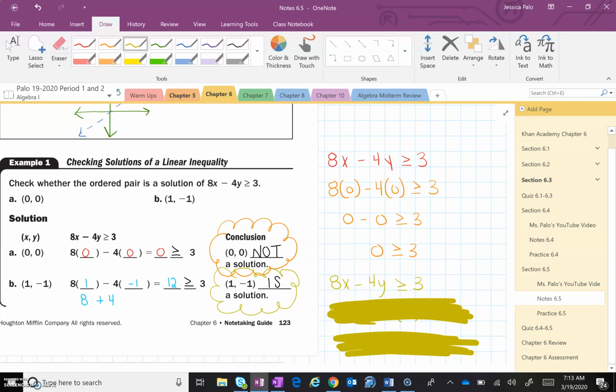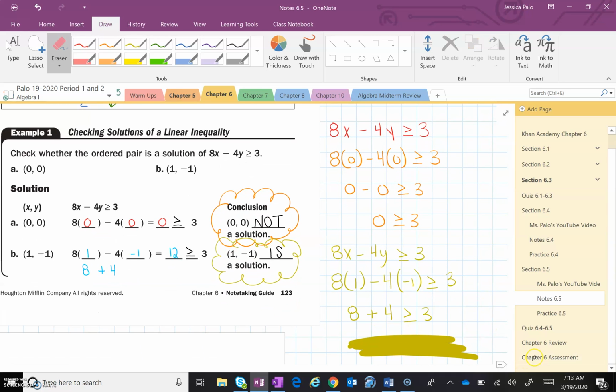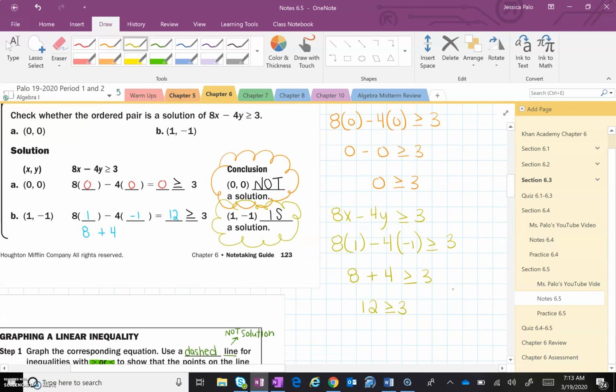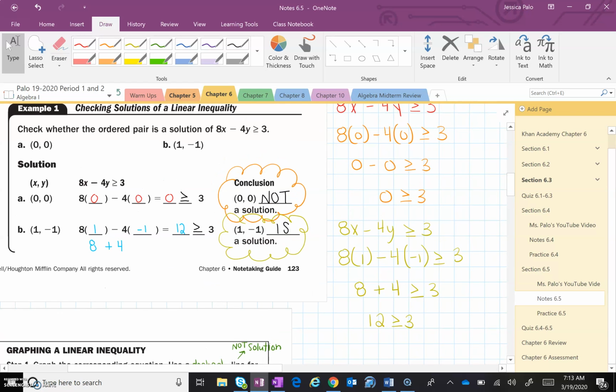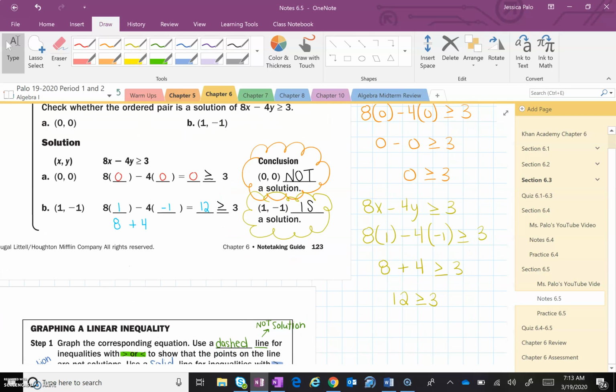Let's try 1, negative 1. If we plug 1, negative 1 into the linear inequality, then we get 8 times 1 minus 4 times negative 1 is greater than or equal to 3. When we simplify that all the way, we're left with 12 is greater than or equal to 3. That is true. 12 is greater than or equal to 3, so that means 1, negative 1 is a solution to this linear inequality. Let's move on.